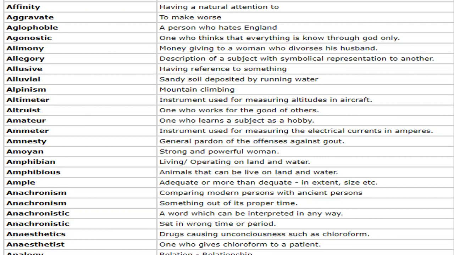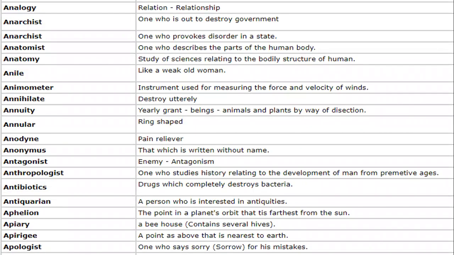Then anachronism, that is comparing modern persons with ancient persons. Then again, anachronism is something out of its proper time, like going back. Then anachronistic, that is a word which can be interpreted in any way. Anesthetic, drugs causing unconsciousness such as chloroform. And anesthetist is the one who gives chloroform to the patient. Analogy, relationship. Anarchist, one who wants to destroy government. One more, anarchistic, one who provokes disorder in a state.